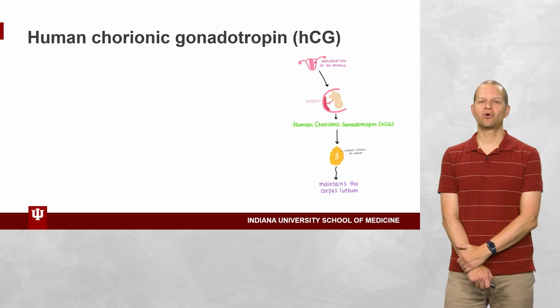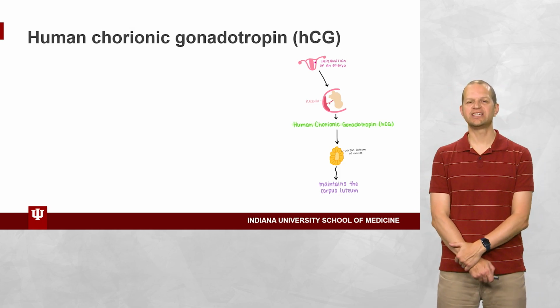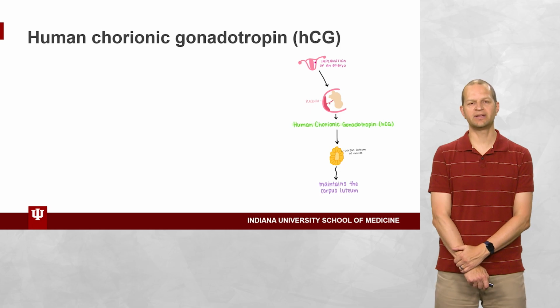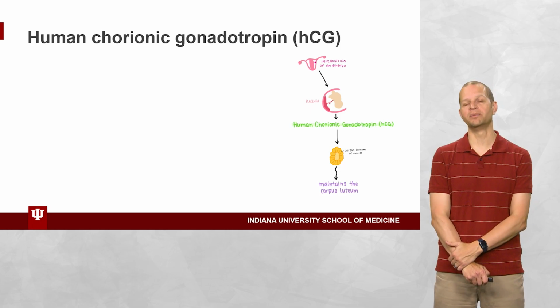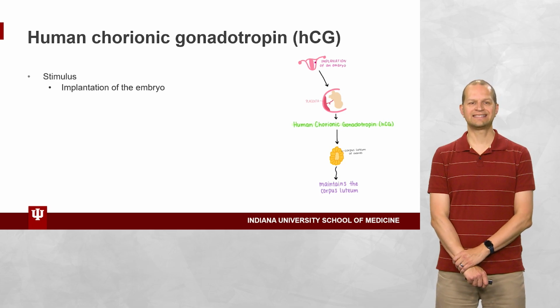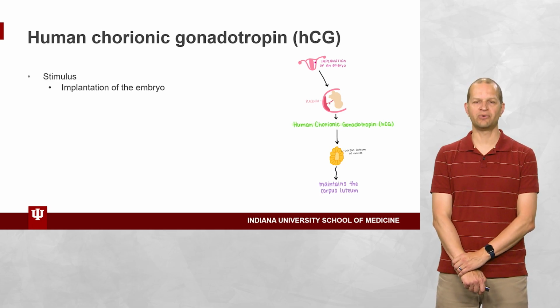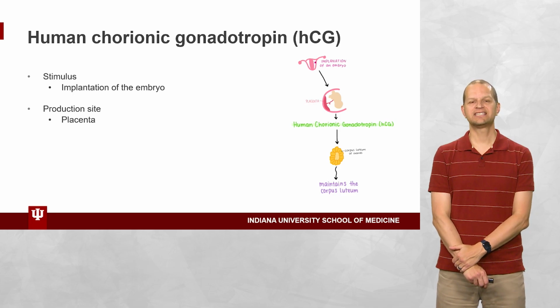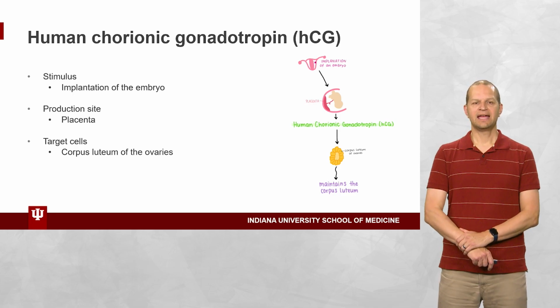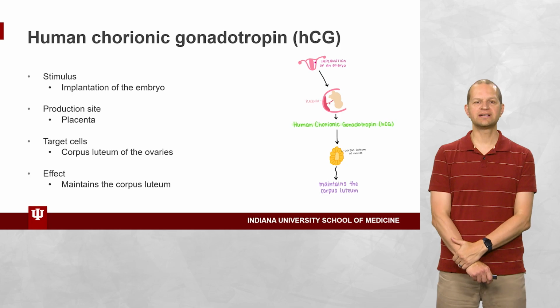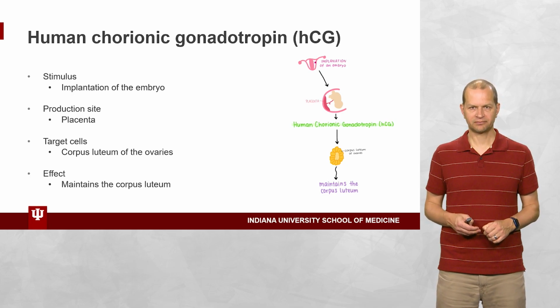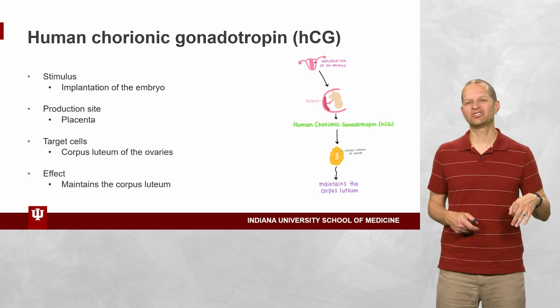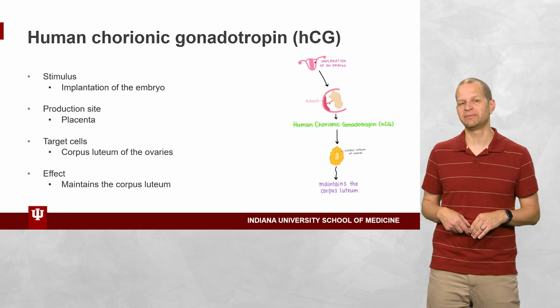Next, we have human chorionic gonadotropin, or HCG. This is the hormone that pregnancy tests use to give you an idea of whether or not a woman is pregnant. The stimulus is implantation of an embryo or fertilized egg. This is produced by the placenta, and it targets the corpus luteum of the ovaries. Ultimately, the job is to maintain this corpus luteum. This is a hormone that biological males do not produce, but biological females do.